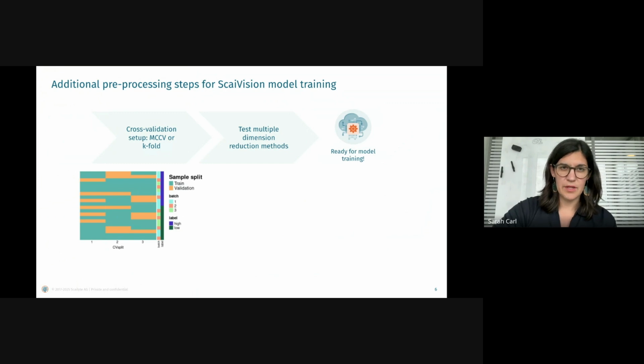We take a cross-validation approach where we perform multiple splits in order to estimate how robust the models are to variability in the data, since for each split, a different set of samples will be used for training and for validation.